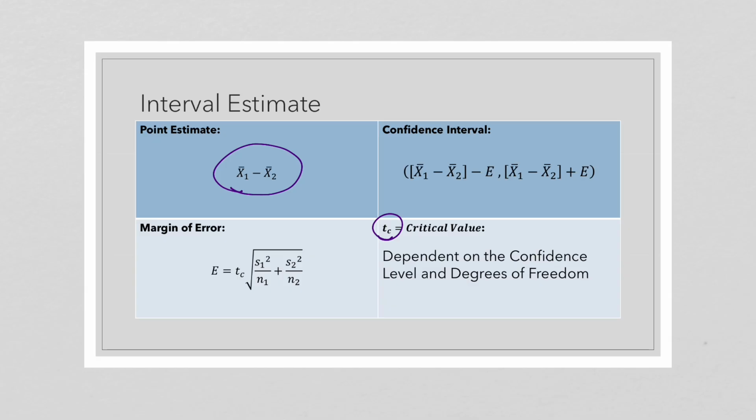But once you have that critical t-value, you will multiply that by the standard error, which is the square root of your sample standard deviation squared from group 1 divided by its sample size plus the sample standard deviation of group 2 squared divided by its sample size. So from there, we would take our point estimate, and then we would subtract the margin of error from it, and then likewise, we would also take our point estimate and add the margin of error to it.